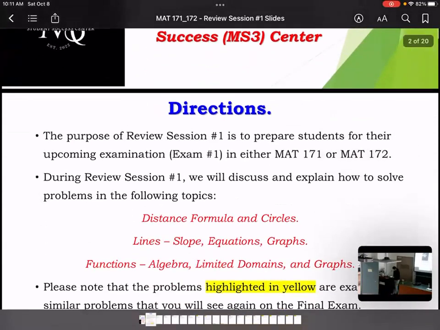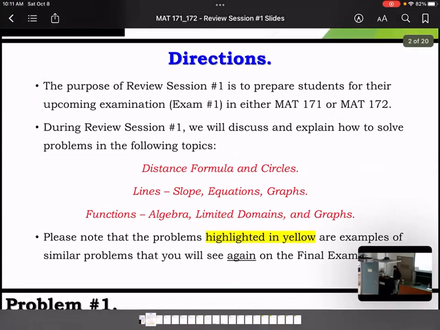So I have the following directions regarding our review session. The purpose of review session number 1 is to prepare students for their upcoming examination in either Math 171 or Math 172. During the review session, we will discuss and explain how to solve problems in the following topics: distance formula and circles, lines, which will cover the slope, equations, and graphs, functions, which is the algebra, limited domains, and graphs. Please note that the problems that are going to be highlighted in yellow are examples of similar problems that you see again on the final exam.